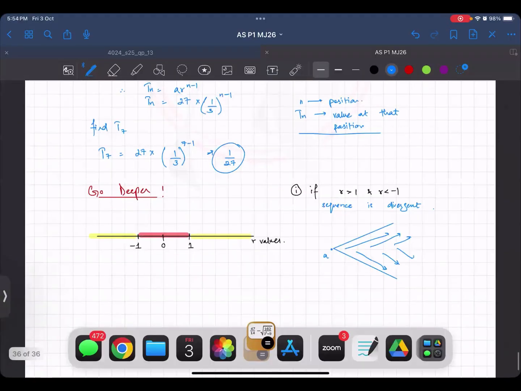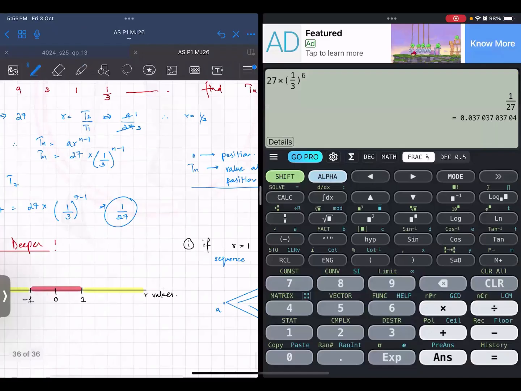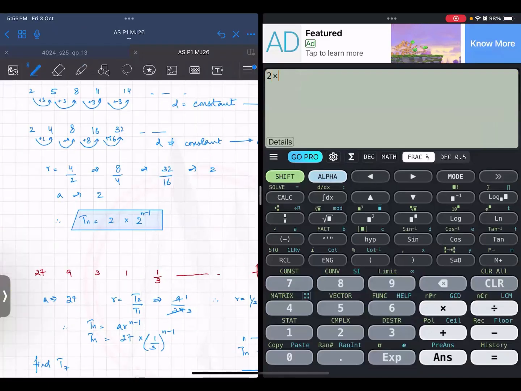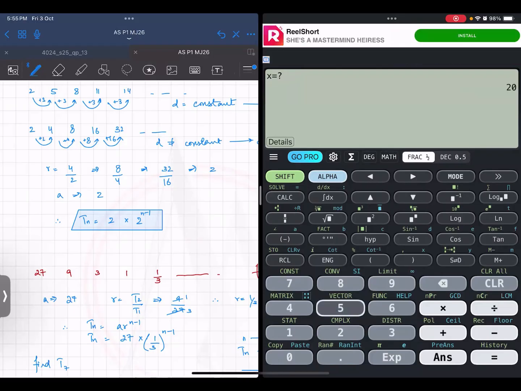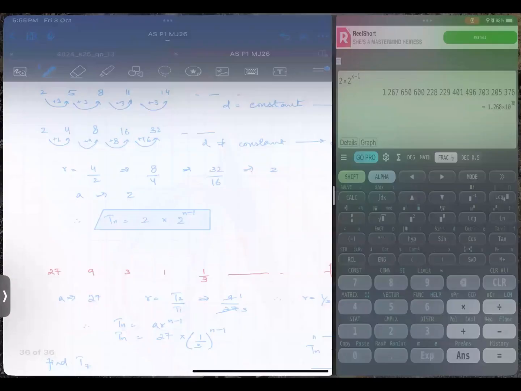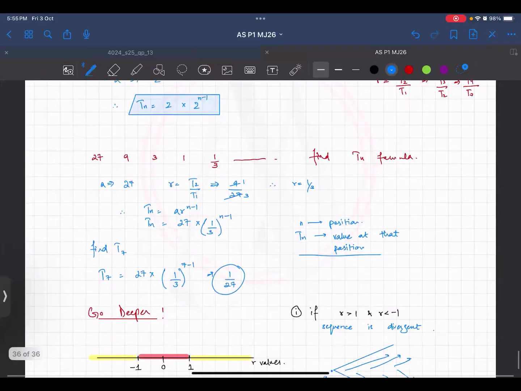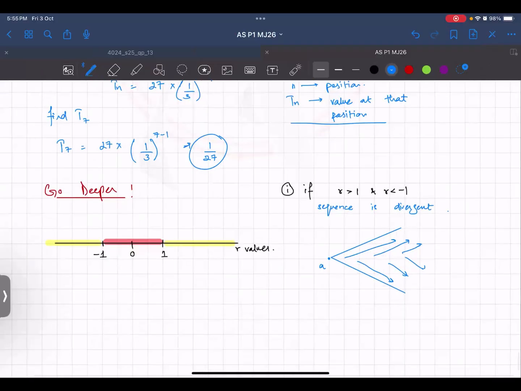For example, if I take the first example over here, what did we have? We had 2 multiplied by 2 power n minus 1. So if your value of n is 10, we get 1024. If your n value is 20, even larger number. Then if your n value is 50, even larger number. Then 100, still larger. So this means that the values will keep on increasing. The magnitude of the sequence will keep on increasing.